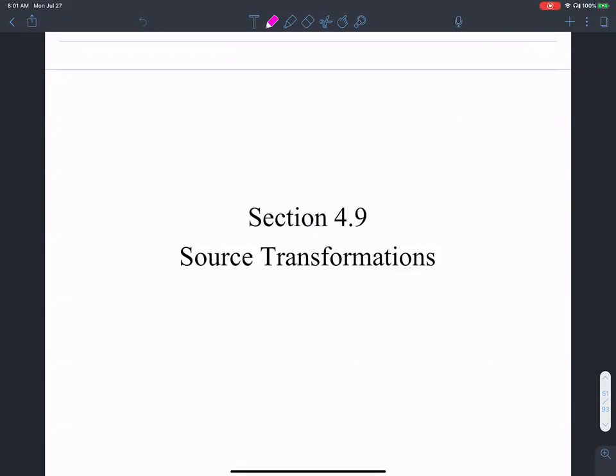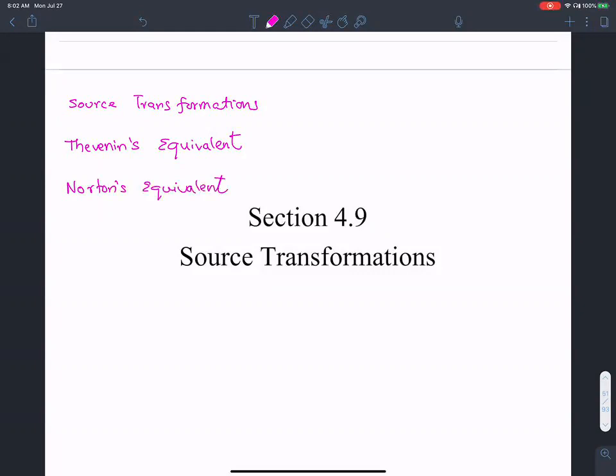We'll talk about source transformations, and then we'll talk about Thevenin's equivalent. And we'll talk about Norton's equivalent. So three more techniques into your tool set of circuit analysis. Okay, so what is source transformation? Let's begin with source transformations.